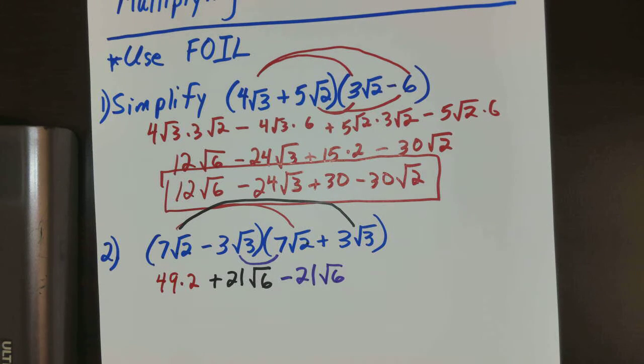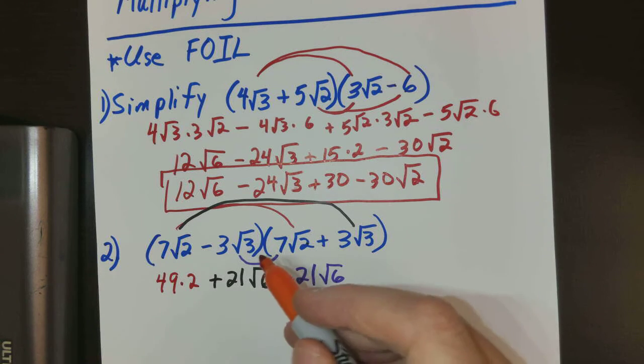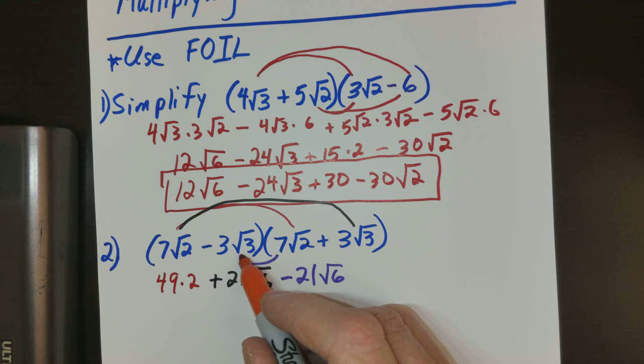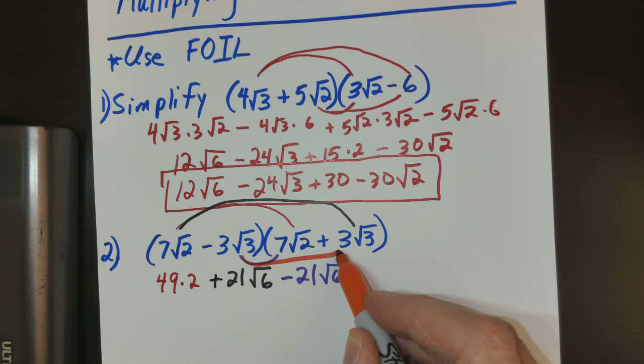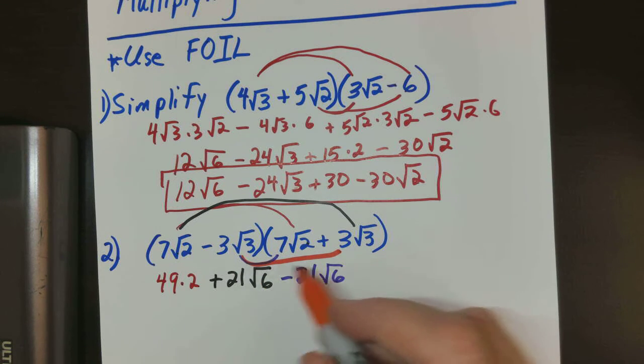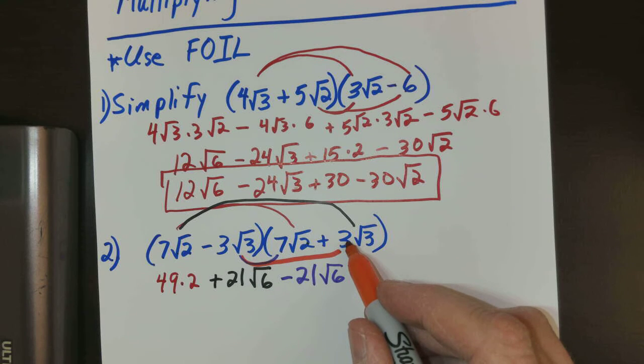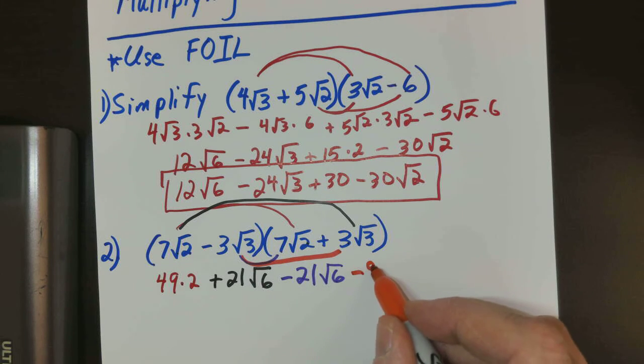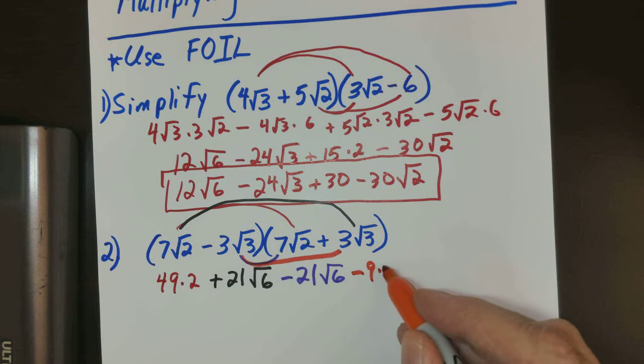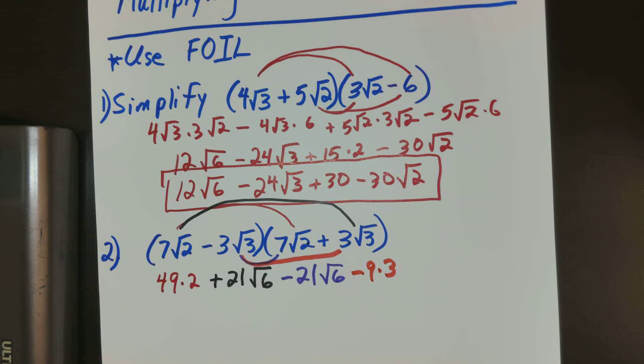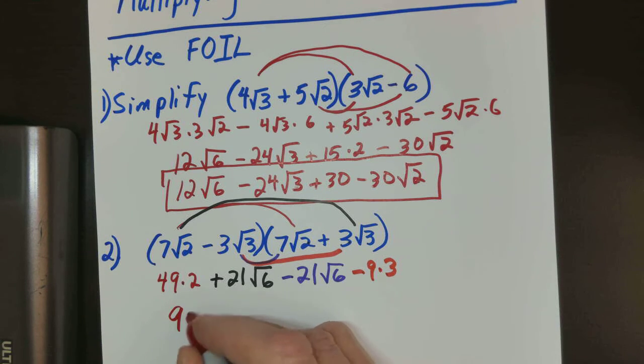And then, let's see, time for orange. Last, negative 3 radical 3 times 3 radical 3. Now it's negative 3 times positive 3, which is negative 9. Square root of 3 times square root of 3 is 3. All right, this looks interesting. So 49 times 2 is 98.